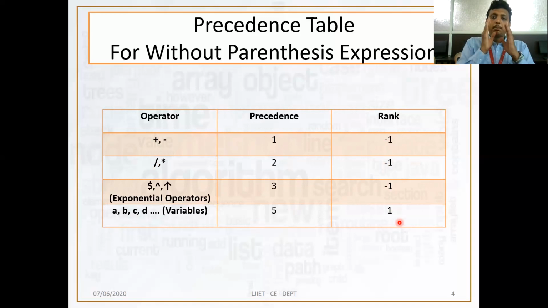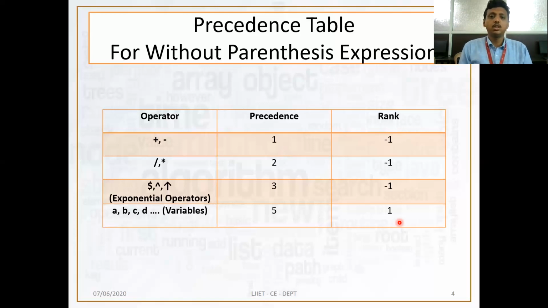Plus and minus always have the lowest precedence. Above plus and minus come division and star. Above division and star, we take dollar, arrow, caret. The highest precedence is the ABCD variables. Okay, fine. Plus and minus have the lowest precedence. Above that, division and star. Above that, dollar, arrow, caret.